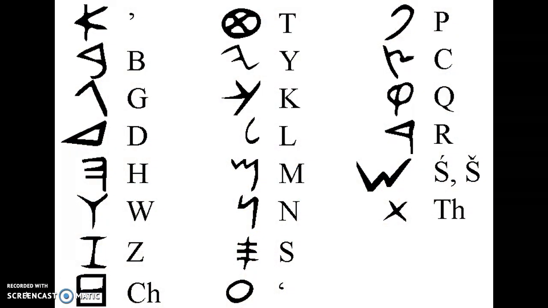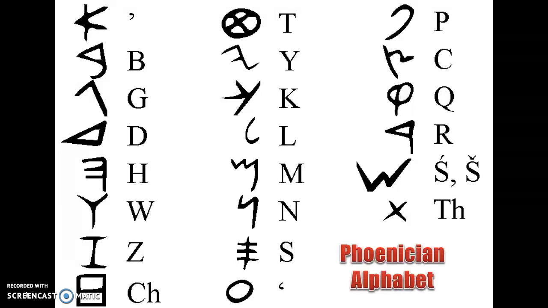We also talked about cuneiform, which was from Sumer. And then here we have the Phoenician alphabet, which looks much more like our modern alphabet than cuneiform. So the Phoenician alphabet was an evolution that probably had taken centuries to come up with.